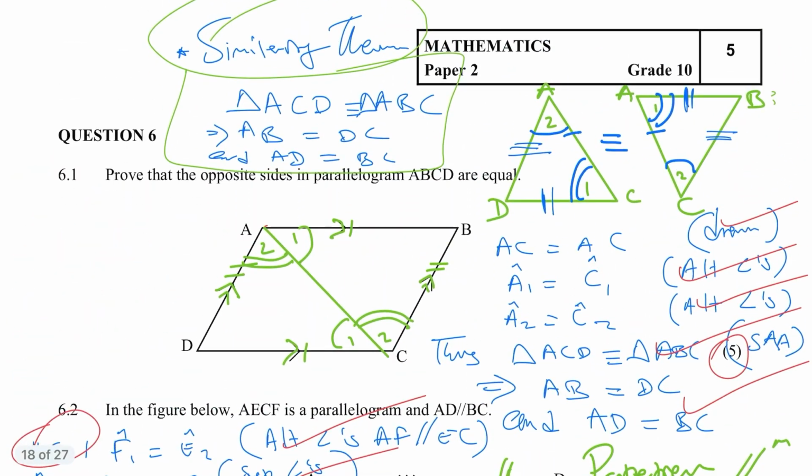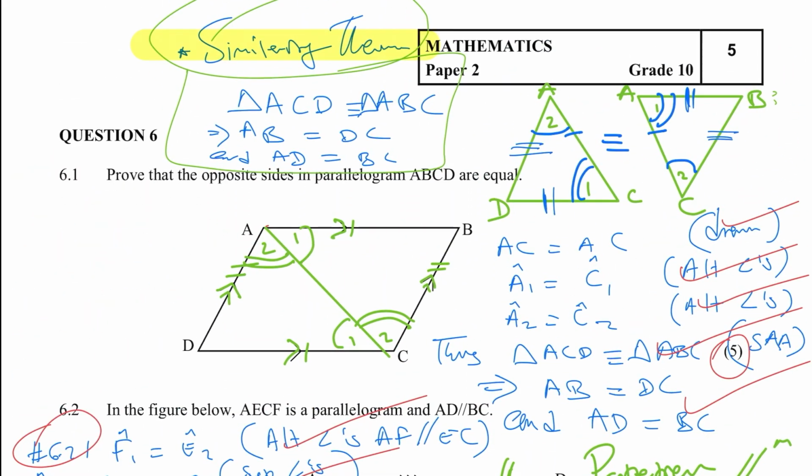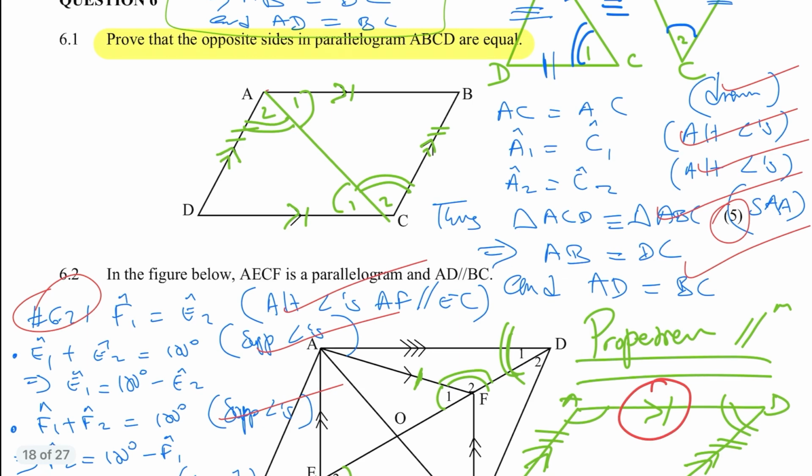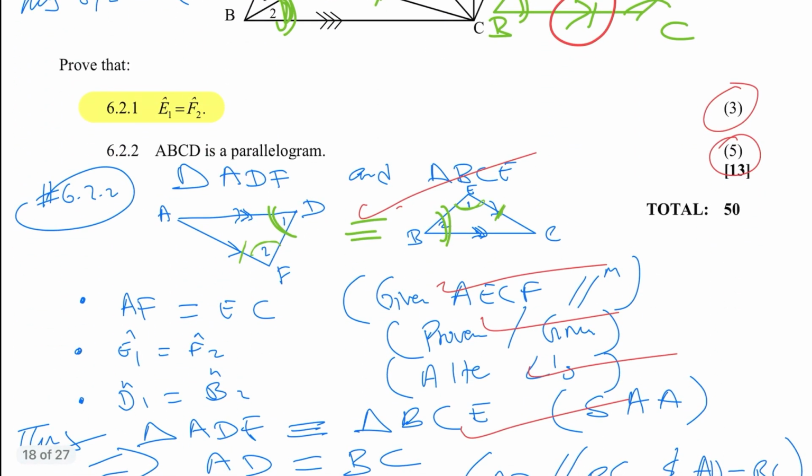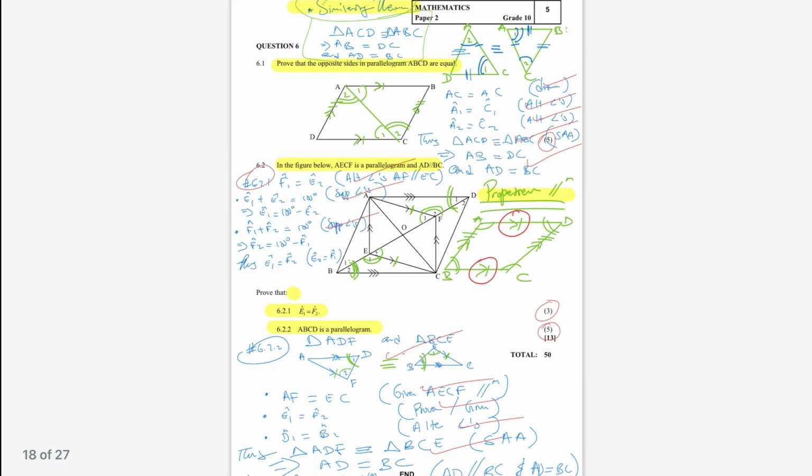You're going to learn a lot about the similarity theorem. You're going to learn how to prove that opposite sides in a parallelogram ABCD are equal. That's very important, and that question comes up all the time in your exams. You're going to learn how to use parallelogram properties to answer particular questions, and how to prove such theorems, in particular also how to prove that a shape is a parallelogram. This is a very important question, and it's question 6 of Grade 10 Maths, Paper 2.